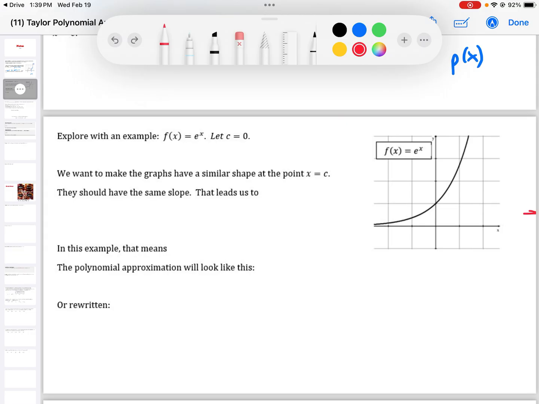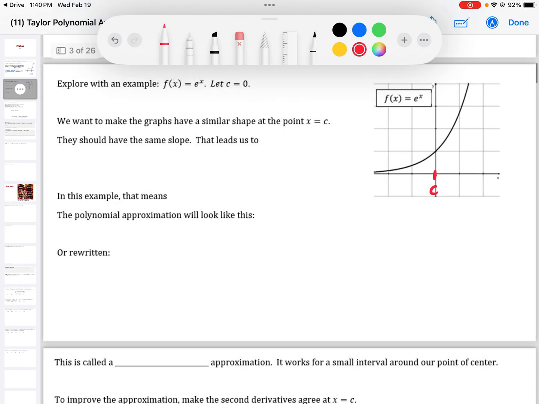All right, so let's look at this example. e to the power of x, and let c be 0. So we're going to expand our approximation around x equals 0, which is going to say c equals 0. So I need f of 0, which is e to the power of 0, which is 1. So I need p of 0 to also be 1. So my Taylor polynomial, we'll call it p of x. If I plug in 0, it needs to be 1. It needs to have the exact same point there.